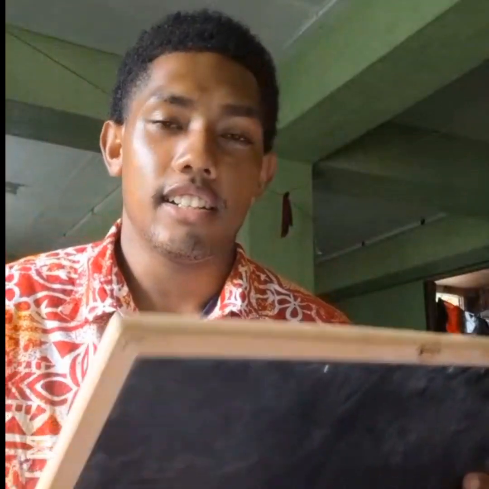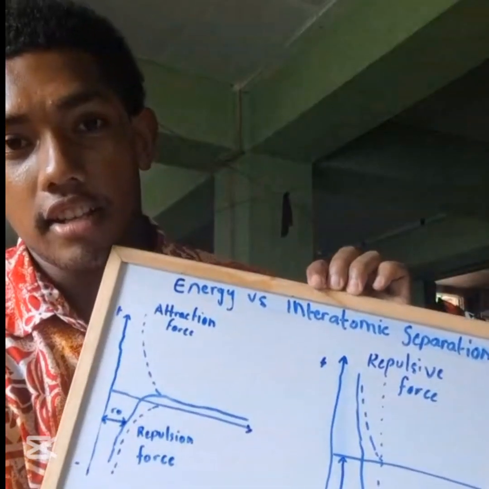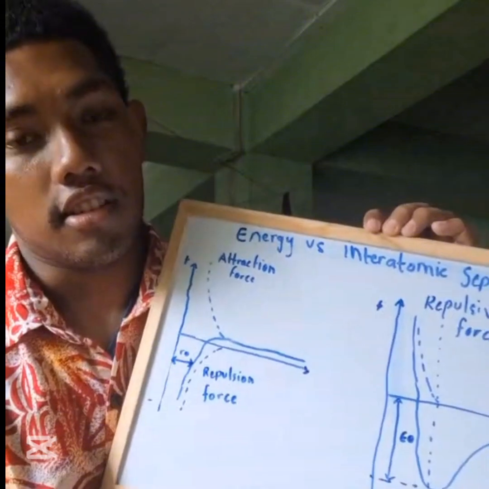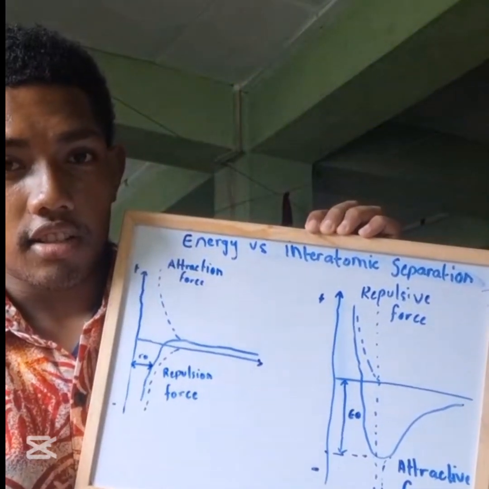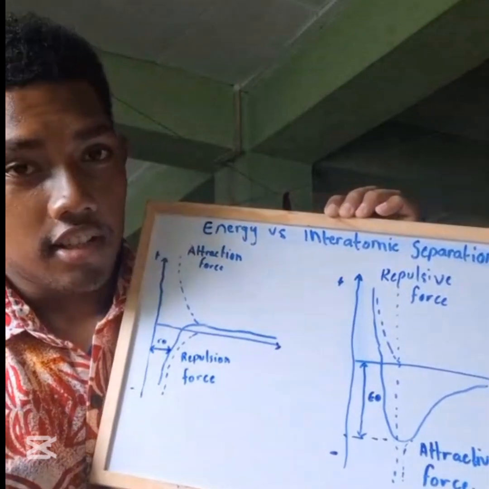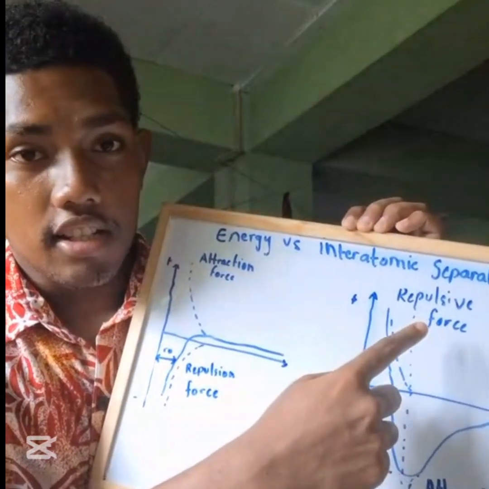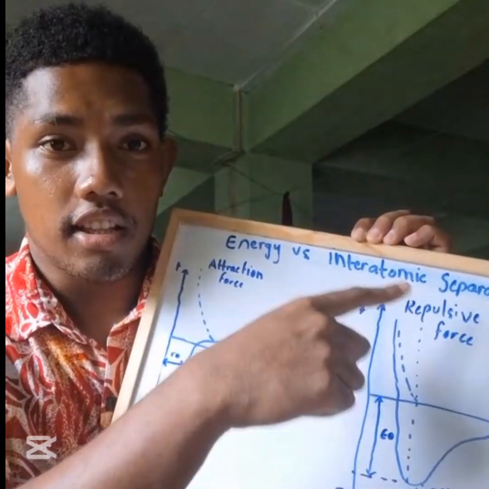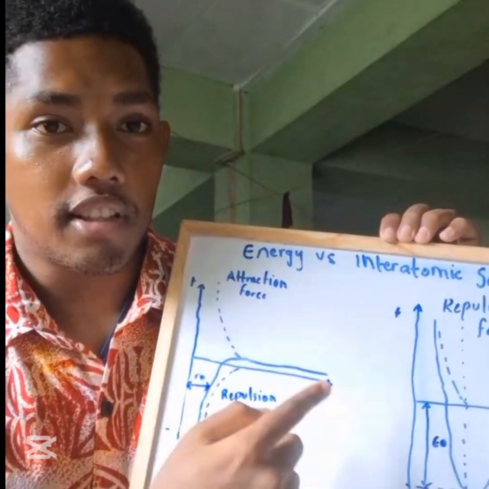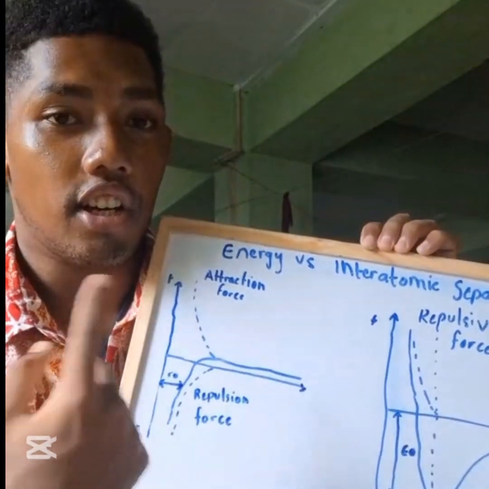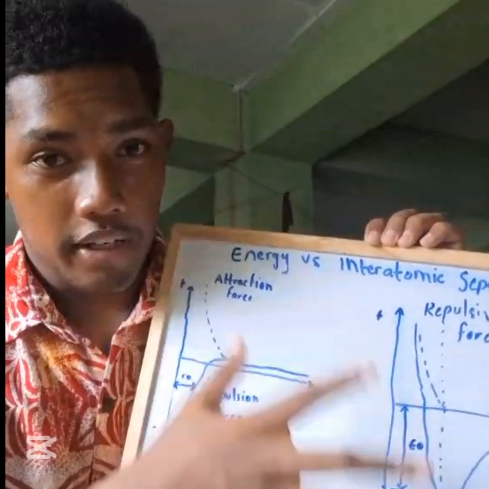Good morning, sir. Today I will be explaining energy versus interatomic separation. So these are the two graphs that we'll be discussing. I'm sorry that it's upside down, but I hope you understand. In this graph, there is a repulsive force in the top region, and in this graph you can see there's an attraction force. I'm going to tell you why the repulsion and attraction occur, and explain how it all goes.